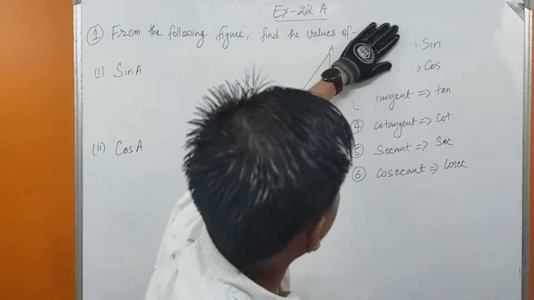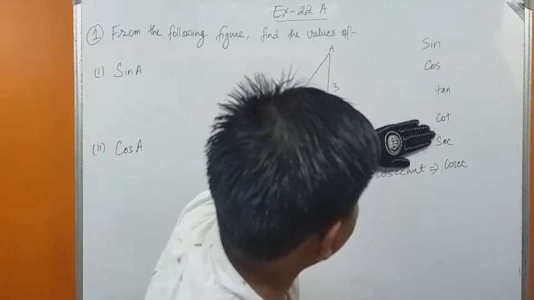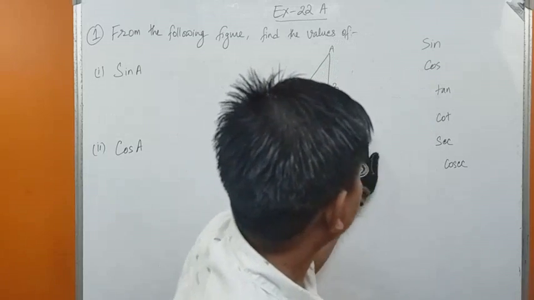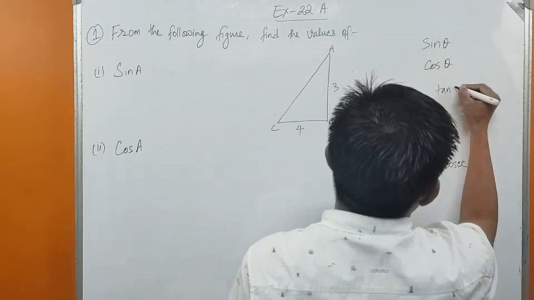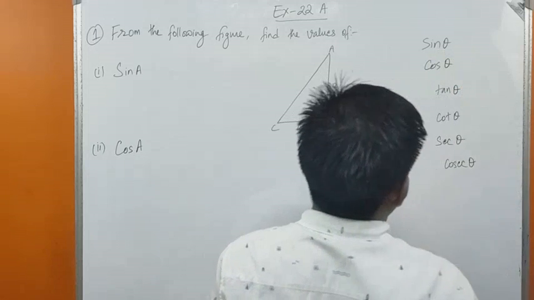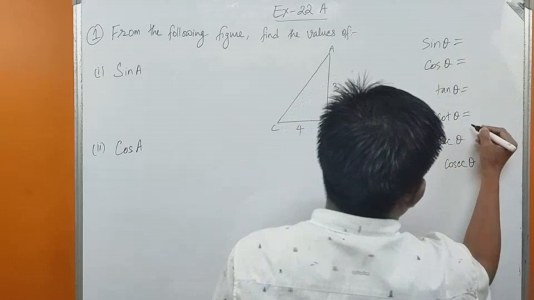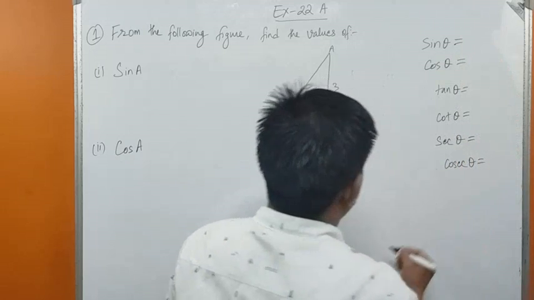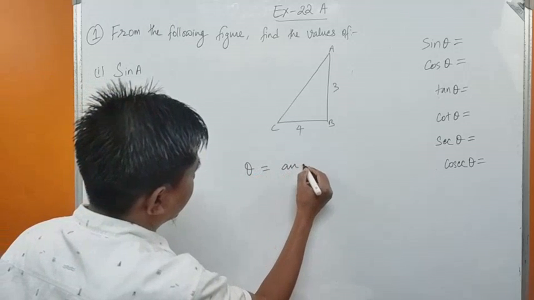Now let us start with the formula. The number 1 formula from trigonometry, that is sin theta, cos theta, tan theta, cot theta, sec theta, and cosec theta. So what is the theta? First, let us understand what theta is. Theta is angle, okay?